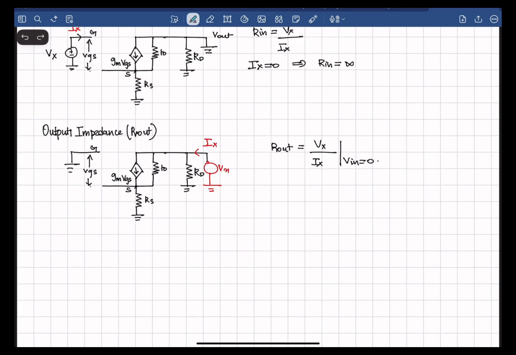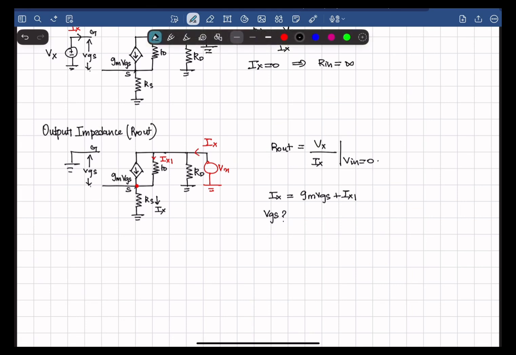Let's apply KCL at this node. If I call the current flowing into this branch Ix1, let's see what the KCL equation would be. Ix, that is the current flowing in this branch, is equal to Gm VGS plus Ix1. Now we need to know what VGS is.